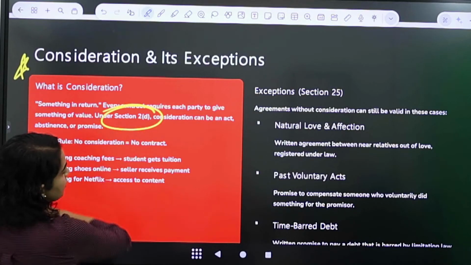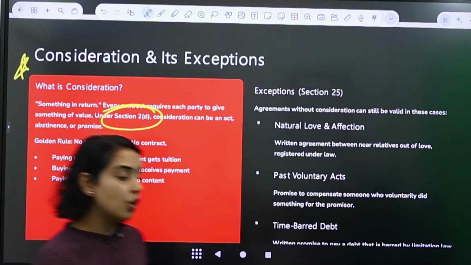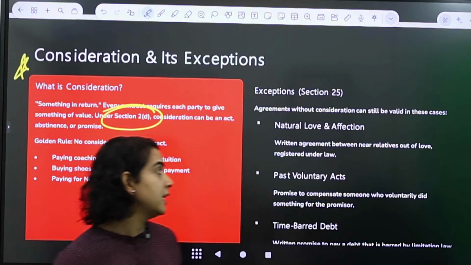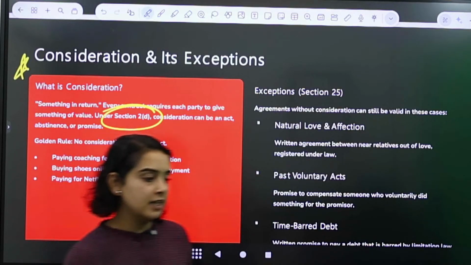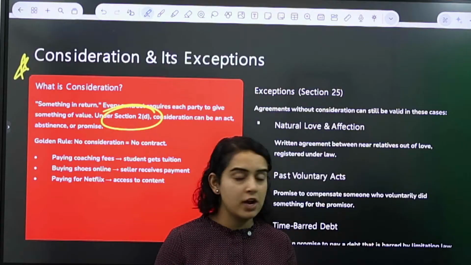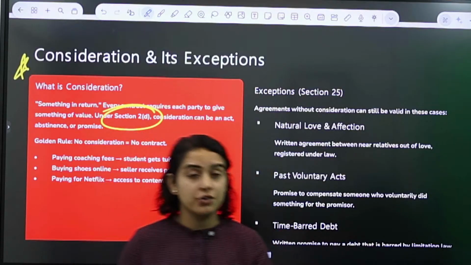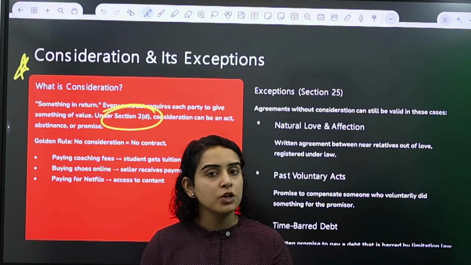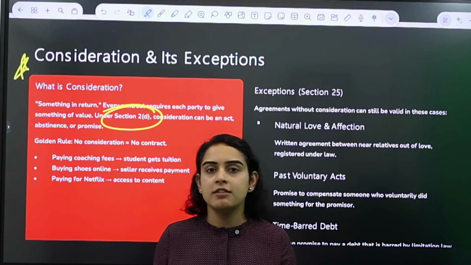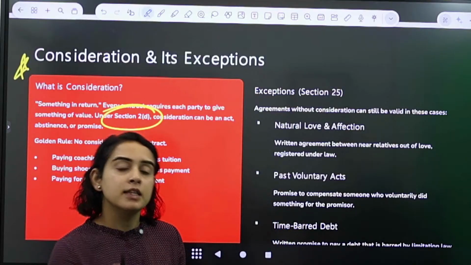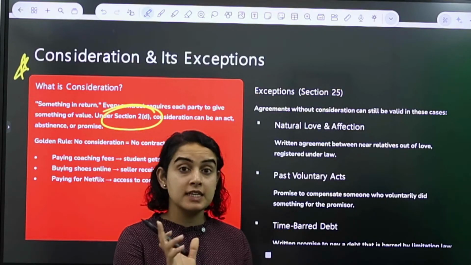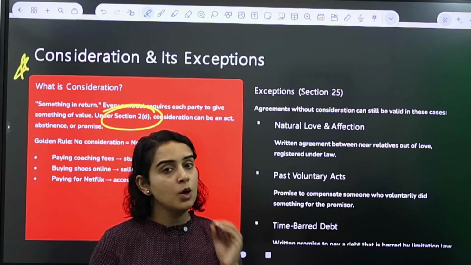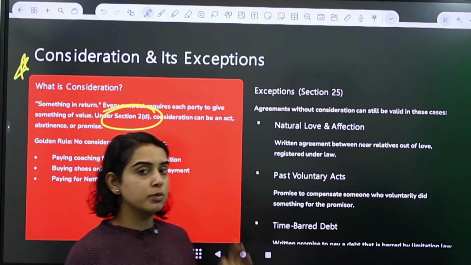So under section 2 clause D of the Indian Contract Act, the term consideration has been explained in detail. And it is said that there can absolutely be no contract without a consideration. Any contract without a consideration will be a void contract. What is a void contract? A contract which has no legal validity. Now, this is the general rule. There is an exception to this general rule. The general rule is that there can be absolutely no contract without a consideration. It's going to be a void contract.